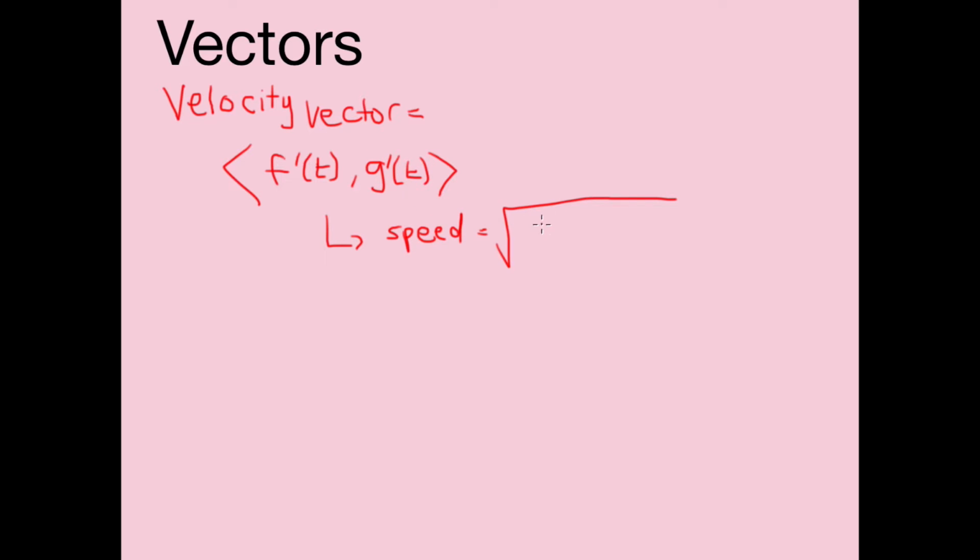Velocity vectors have an x and y component just like parametric equations do. And so it can be represented as f prime of t and g prime of t. Velocity can be expressed as the square root of dx over dt squared plus dy over dt squared.